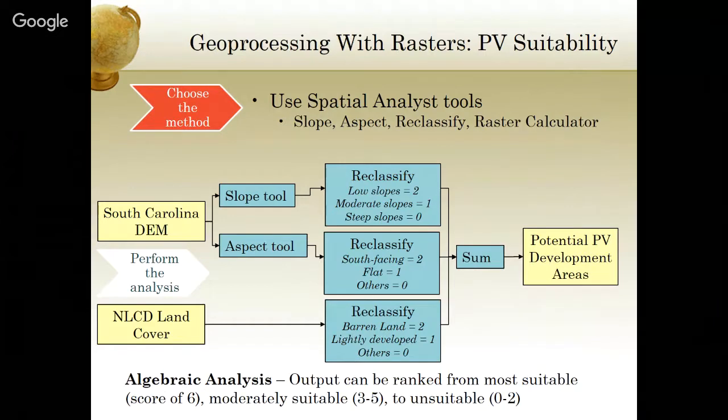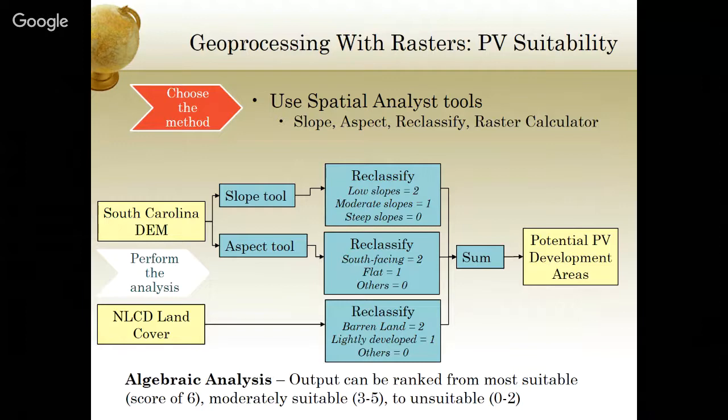We could try it a different way, though. Do more of an algebraic analysis, where we may have different categories or classes in each one of these inputs. And we may say that one is more favorable than another. So if we look back at our slopes, anything that's flat is most desirable. Let's give that a 2. A moderate slope is a 1. Anything that's too steep would stay a 0.